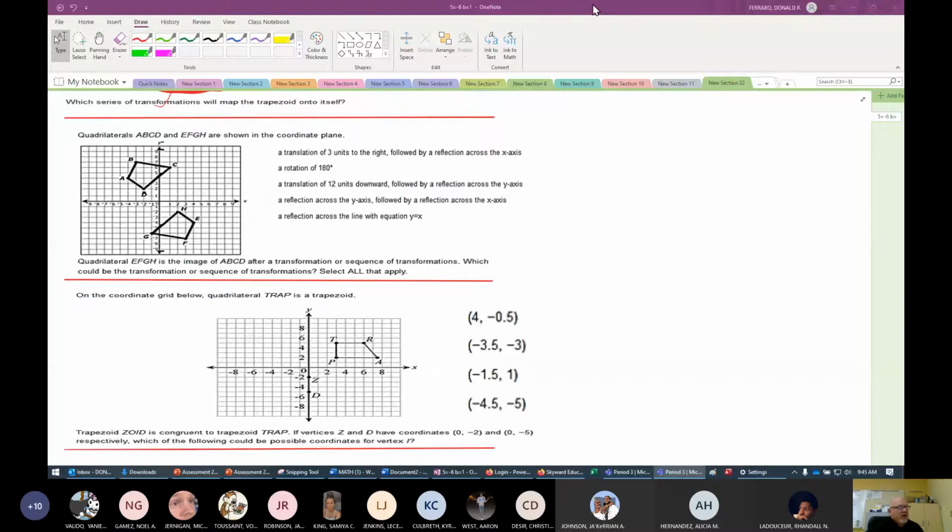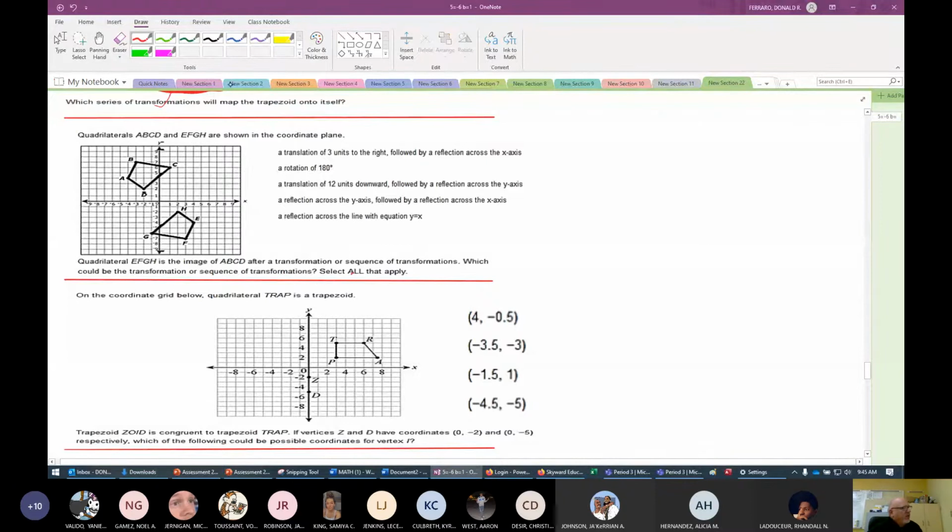Okay, so what they tell us here is quadrilaterals ABCD and EFGH are shown in the coordinate plane. And then they say quadrilateral EFGH is the image of ABCD after the transformation or sequence of transformations, which could be the transformation or sequence of transformations.